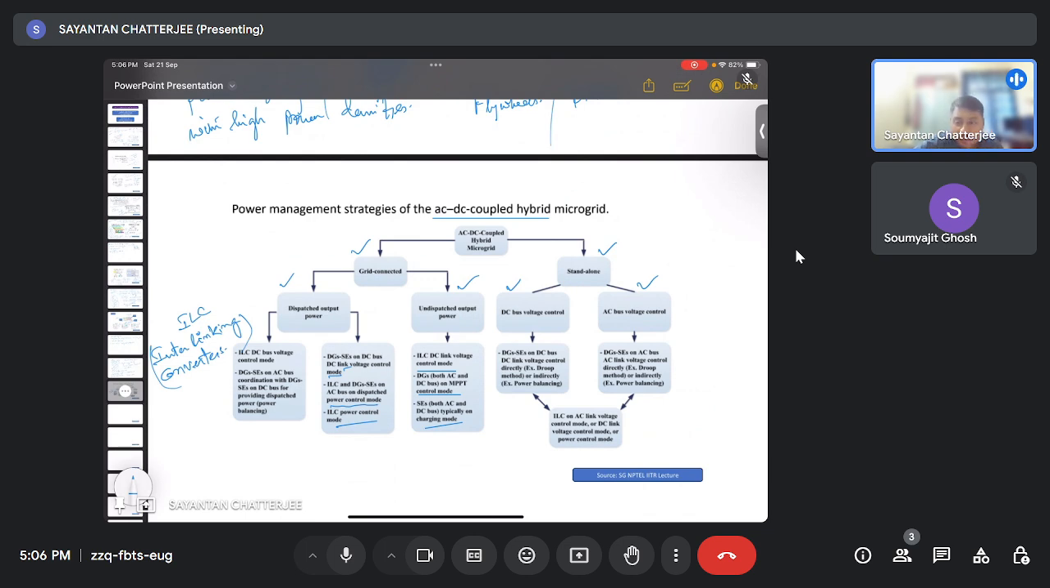In the standalone mode of operation, here is a DC bus control mode where the DG AC's DC bus link voltage is controlled directly, for example by the droop control method, or indirectly, for example by power balancing. This is the AC bus voltage control mode, based on power voltage control. DG AC and AC are regulating voltage directly by the droop method, or indirectly by power balancing.